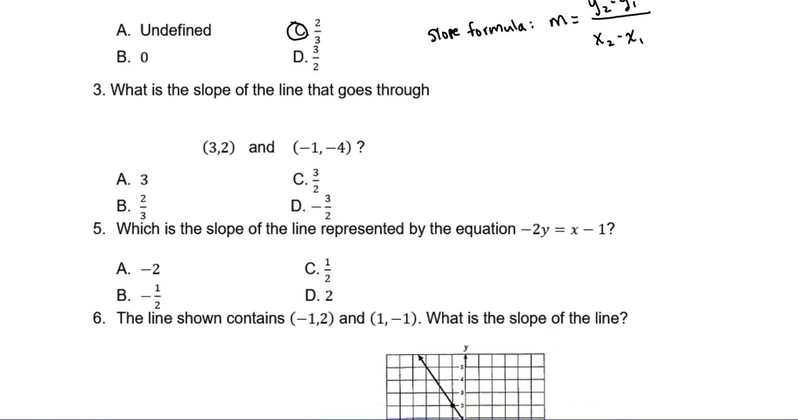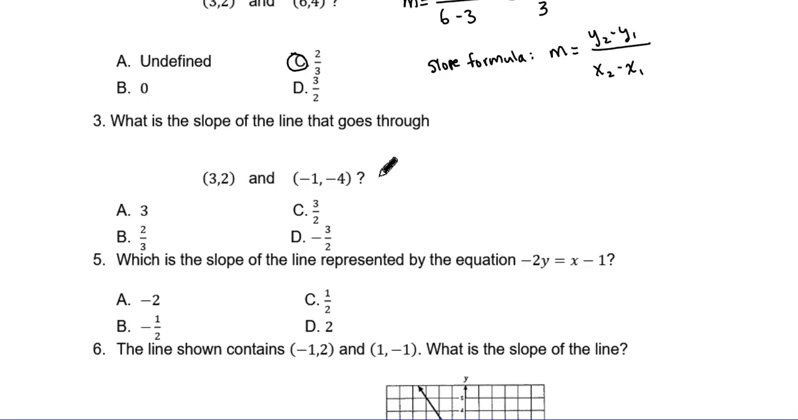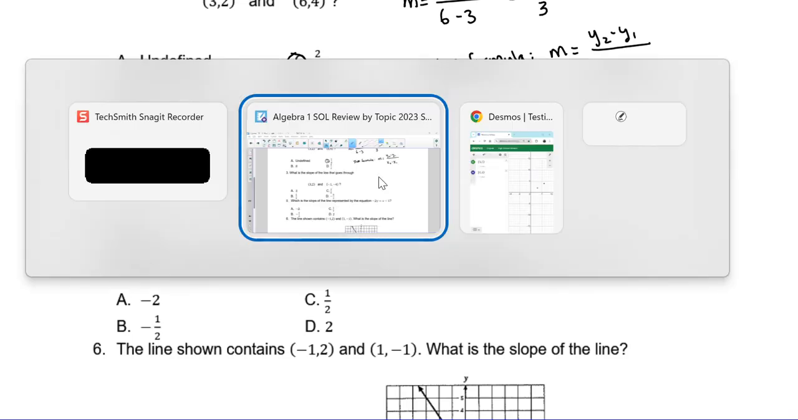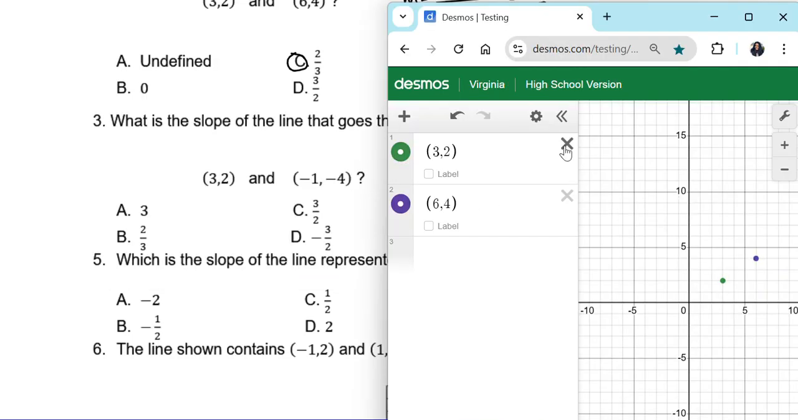All right, same type of problem here for number 3. I'll go ahead and use Desmos. I do like Desmos. You can also tell me if it's a positive slope or a negative slope. So I'll go ahead and put the points in. 3, 2, it's already there. And the other point is -1 and then -4.